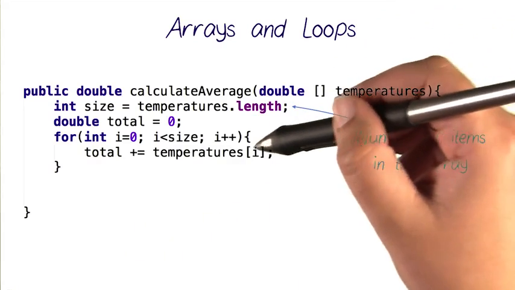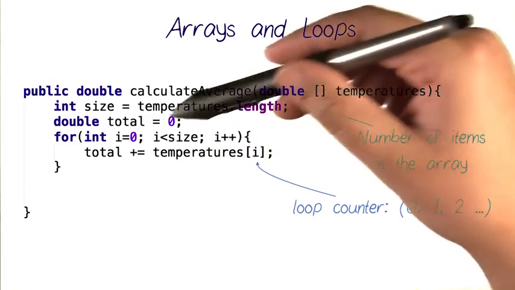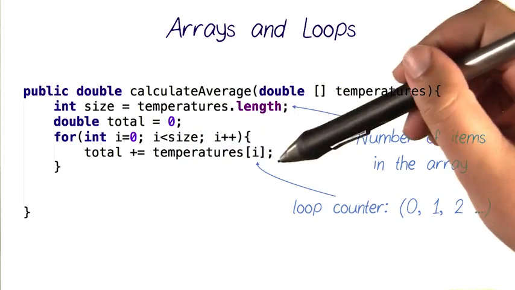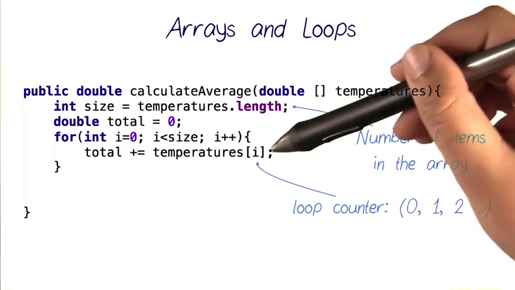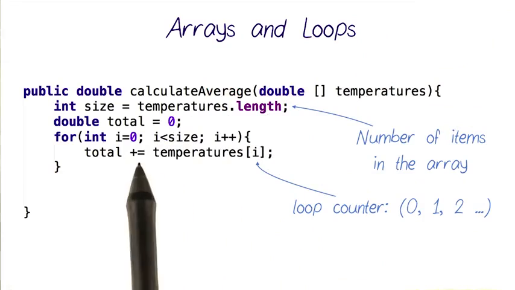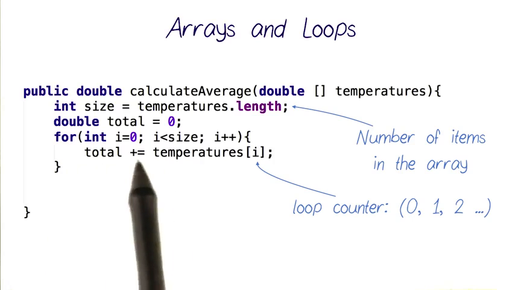Notice how I've used the loop counter as our index in our array here. This is basically because our loop counter starts from 0 and keeps incrementing by 1 every time, which means using this inside the loop, we're accessing every single item in the temperatures array. And because we're adding it to our total variable, by the end of this loop, total would have the total sum of the values inside this temperatures array.